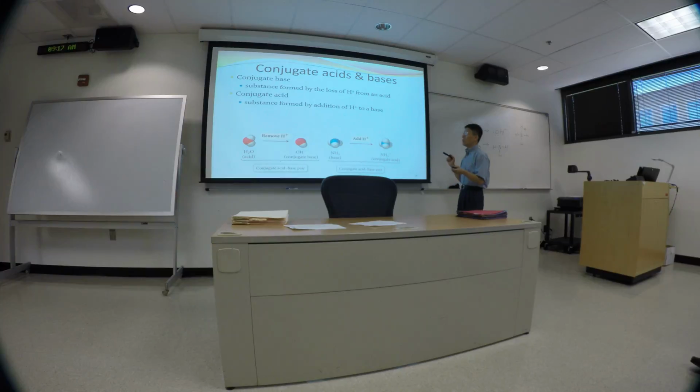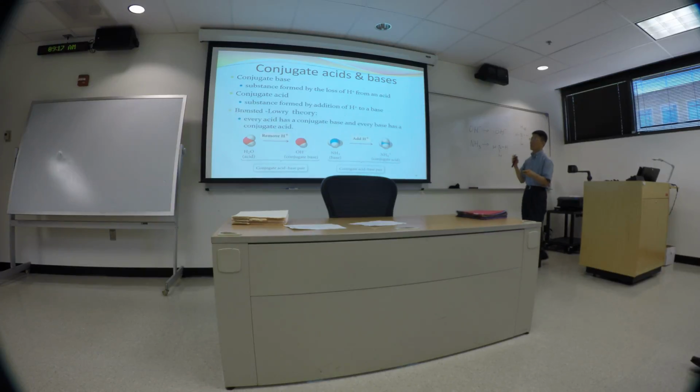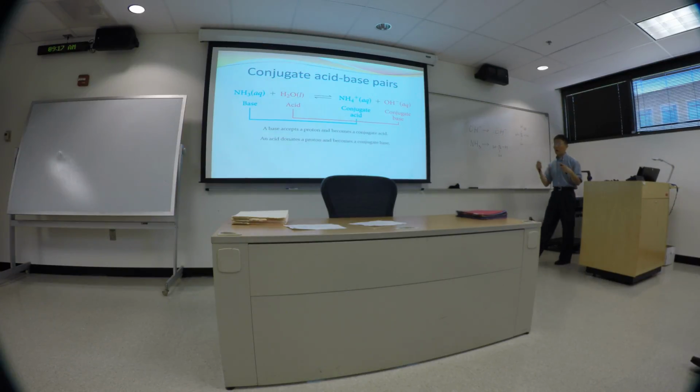So keep in mind, conjugate acids and bases come in pairs. After you give out the proton, whatever is left is called the conjugate base. You start with yourself, and when you accept the proton, you end up with the conjugate acid. So these things always come in pairs. The Bronsted-Lowry definition of acid and base indicates that for every acid there is a conjugate base, and every base has a conjugate acid. They all come in pairs.